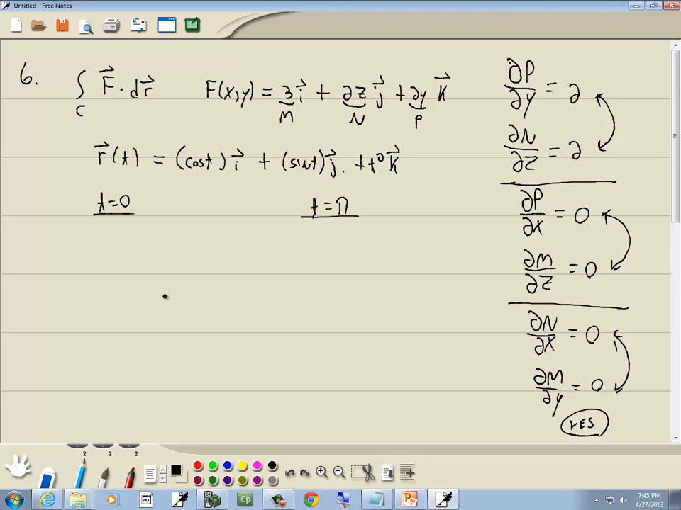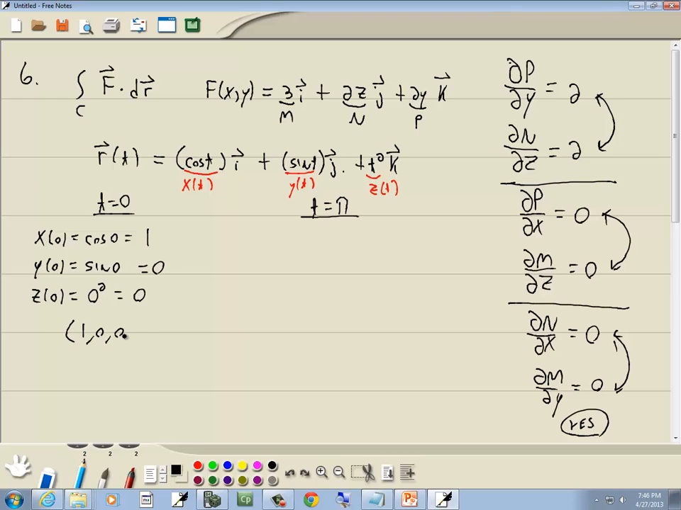Think what these represent. This is x of t. This is y of t. And this is z of t. So to find our points, we can just plug in these t values. So x of 0 is going to equal cosine of 0, which is equal to 1. y of 0, we'll plug 0 in for the t. So we've got sine of 0, which is 0. And z of 0, we've got t squared up here, so we'll have 0 squared, which gives us 0. So this first point is (1, 0, 0).